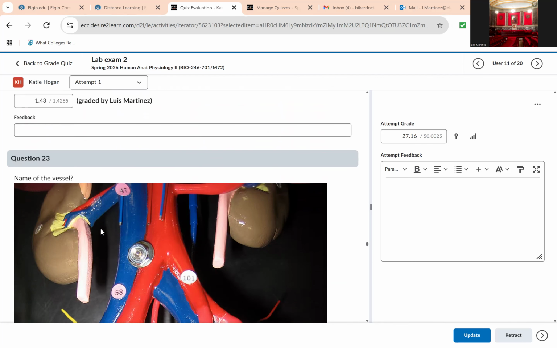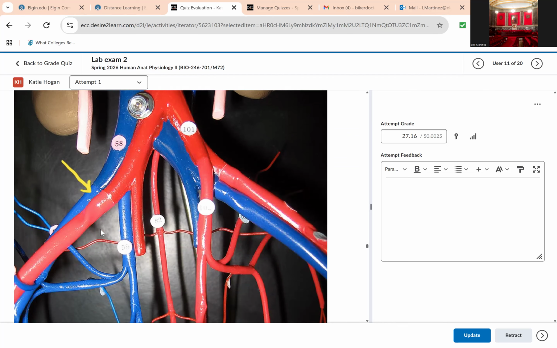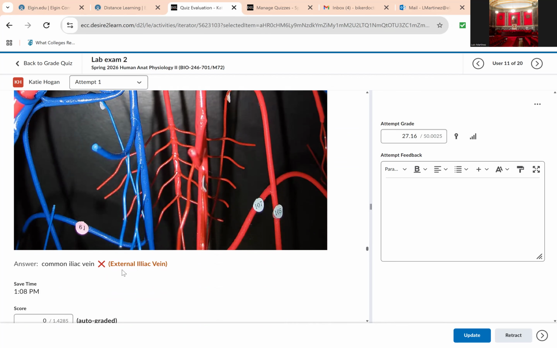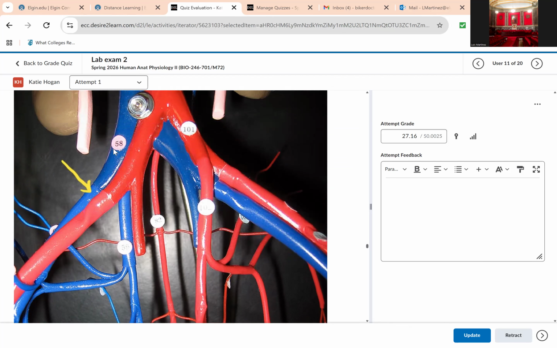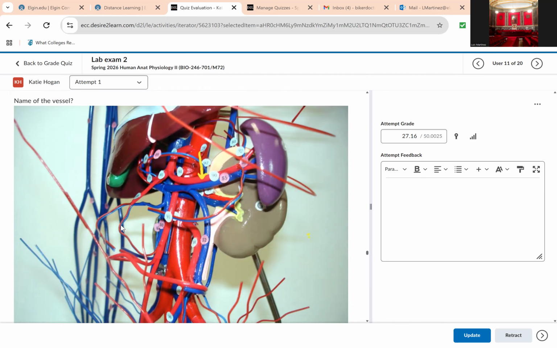And then question 23, that is the external iliac vein. Your answer was common iliac vein. Common iliac vein is up here where the number 58 is. So this is the external iliac vein, and this will be the internal. So that's an incorrect answer.